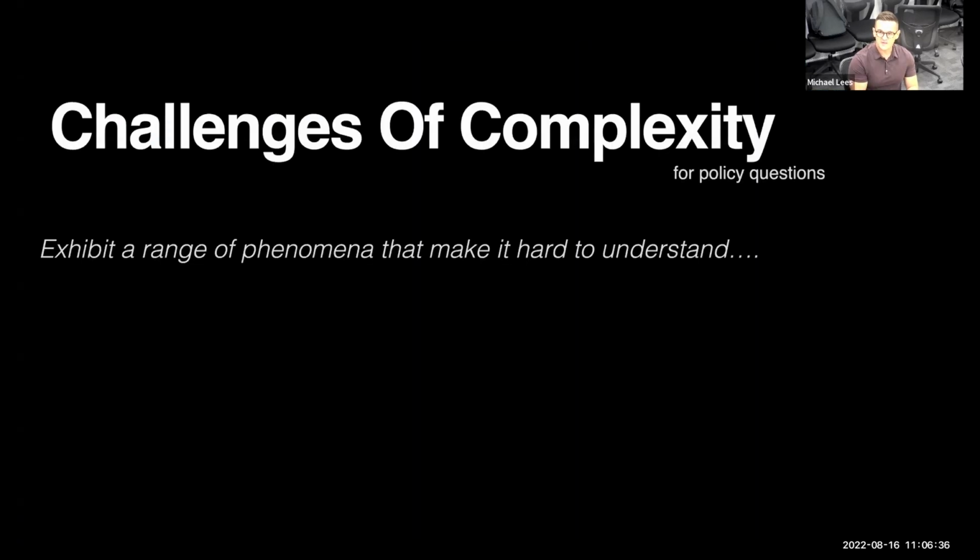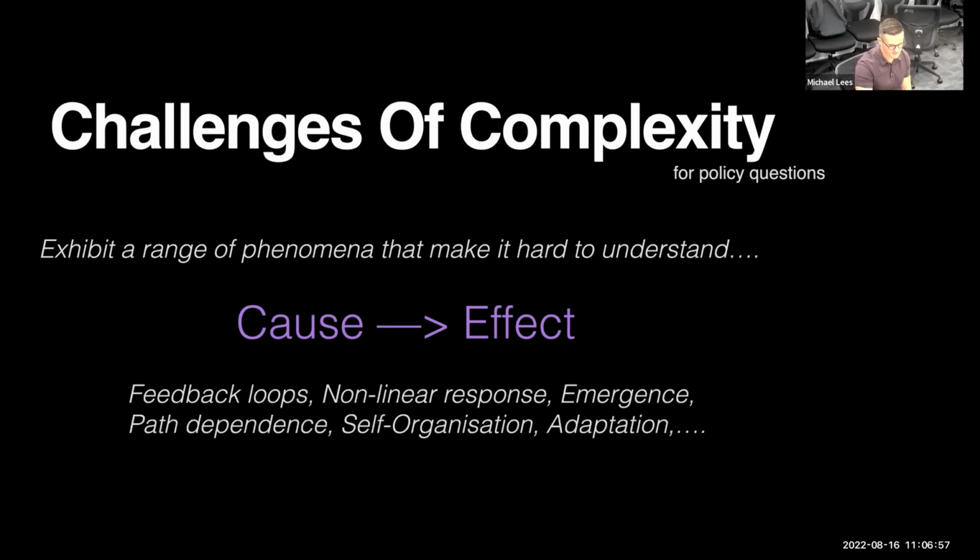So why are these things important? Well, the challenges and complexity, particularly for policy questions, exhibit a range of phenomena that make it hard to understand the question of cause and effect. So what is causing the flock to happen? The question of what causes a financial crisis to happen is very, very hard to track, because all of these things interacting together lead to the outcome.